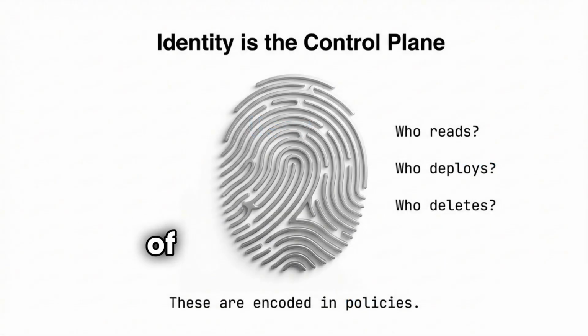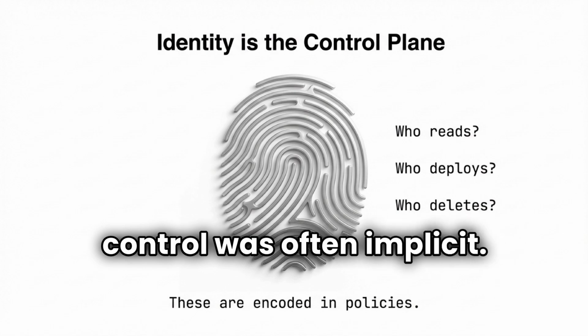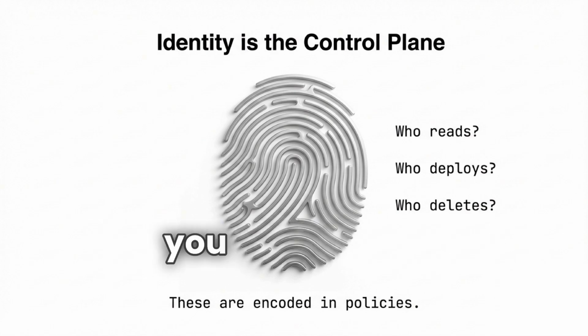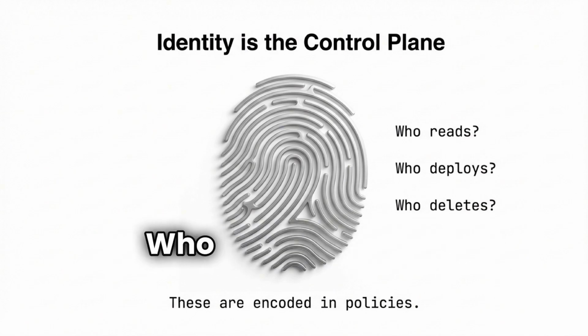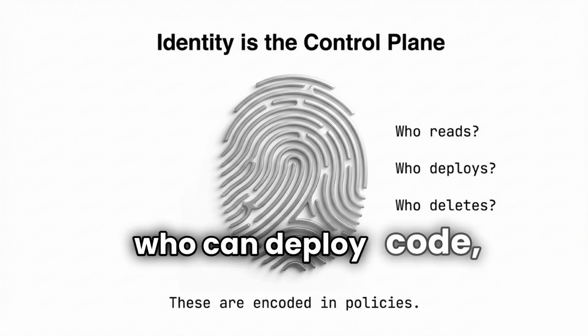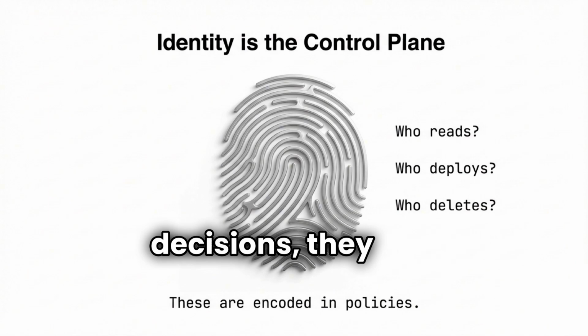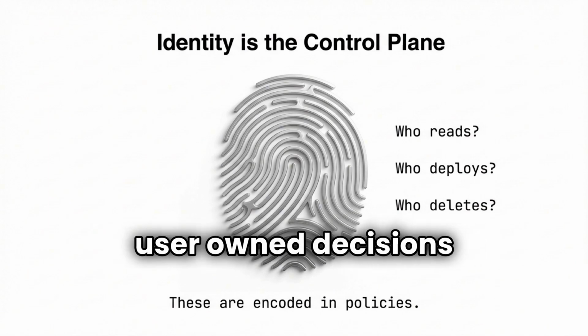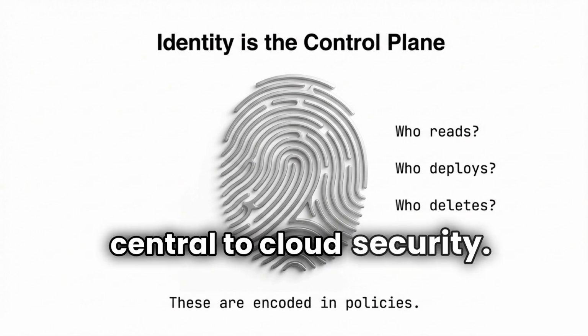Another key area of user ownership is identity and access. In traditional systems, access control was often implicit. If you had network access, you had power. In the cloud, identity is the control plane. Who can read data? Who can deploy code? Who can delete resources? These are not provider decisions. They are user-owned decisions, encoded in policies. This is why identity is central to cloud security.